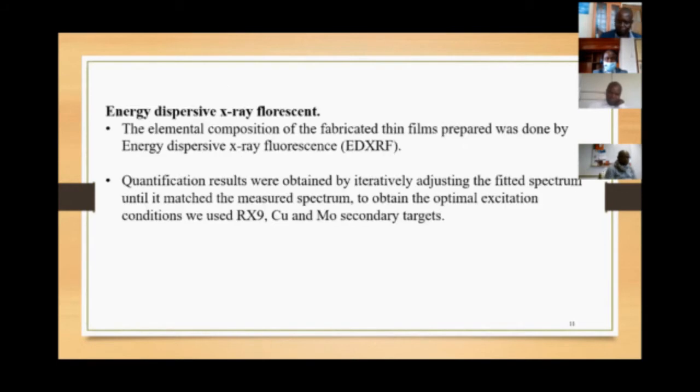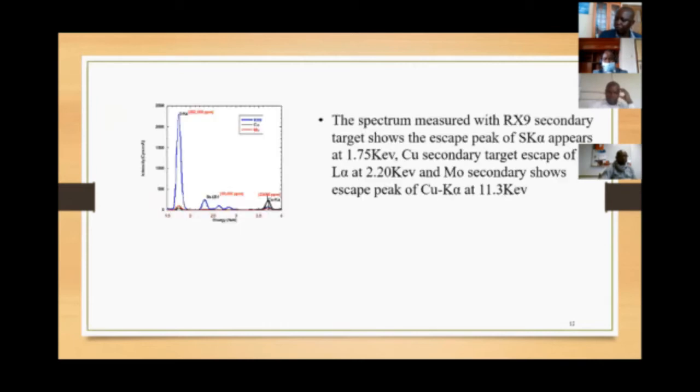From the energy dispersive X-ray fluorescence, that's the EDXRF, the elemental composition of the thin films was determined. The spectra were measured with three targets: the RX9, niobium, and copper targets. Generally, it shows some escape peaks of copper at 1.75, of niobium at 2.2, and of copper at sulfur at 11.3.